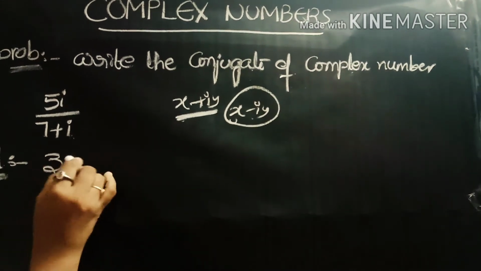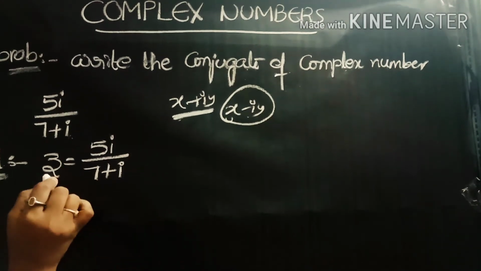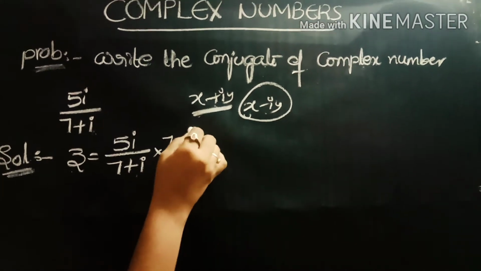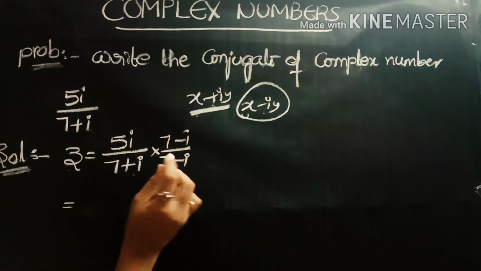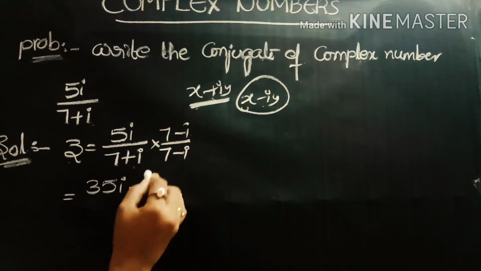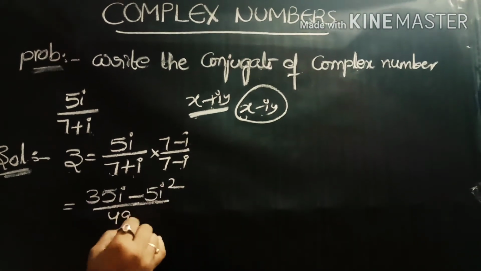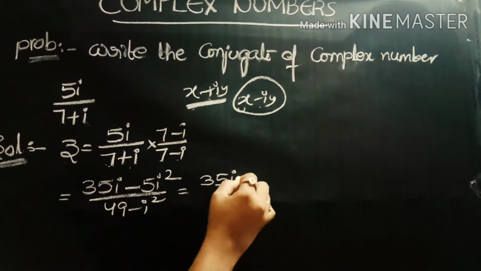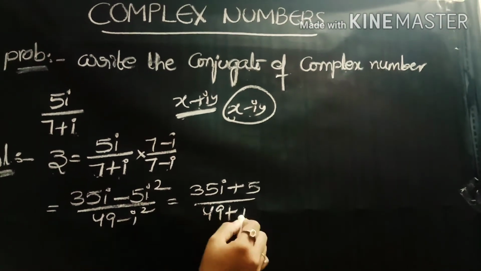Further, first we take the given complex number here, that is 5i by 7 plus i, which is taken as z. And to change this number in the form of x plus iy, we take the rationalization with 7 minus i by 7 minus i. And this is 5. Now we take the product 5i into 7, 35i minus 5i into i, 5i square by 7 plus i into 7 minus i, a plus b into a minus b, 49 minus i square, and this is equal to 35i. i square is equal to minus 1, so minus of minus plus 5 by 49 plus 1.